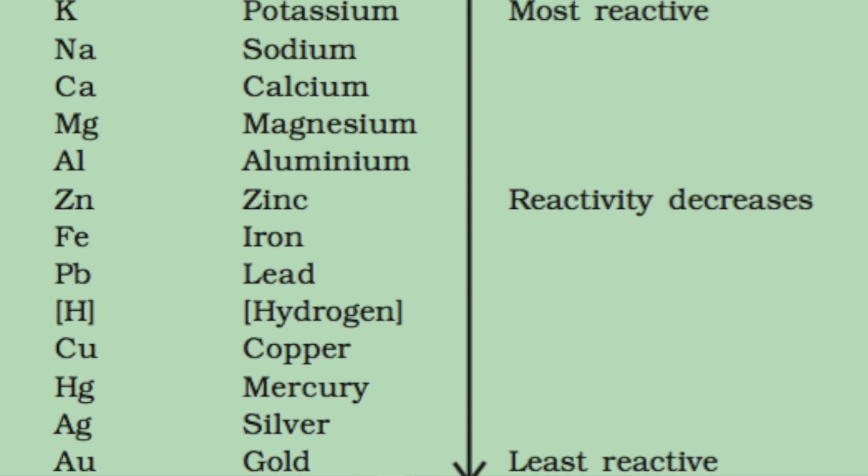Potassium is more reactive than sodium. In other words, potassium greater than sodium, greater than calcium, greater than magnesium, greater than aluminium, greater than zinc, greater than iron, greater than lead. Then we have the hydrogen barrier, which is a non-metal in between the reactivity series of metals, and then which is greater than copper, which is greater than mercury, which is greater than silver, and which is greater than gold finally.